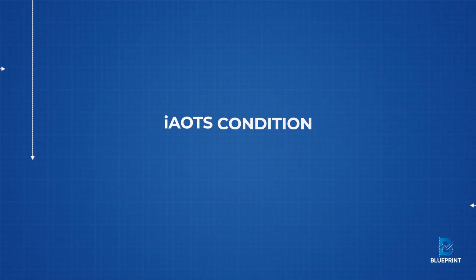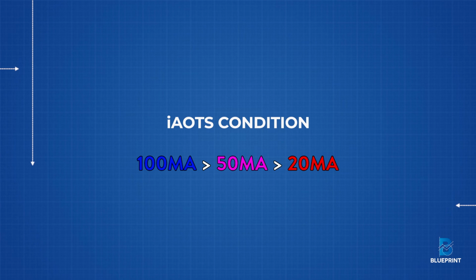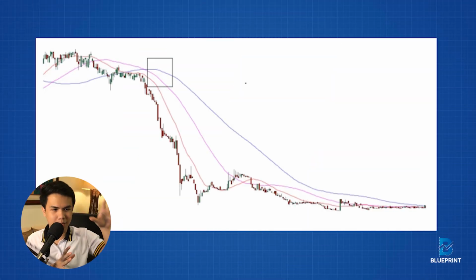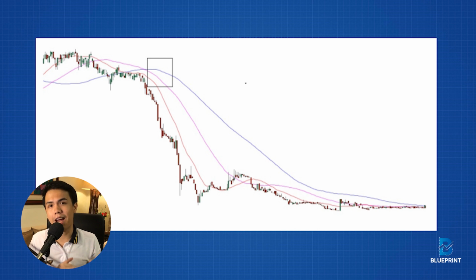So this happens when the 100-day is greater than the 50-day MA and the 50 MA is greater than the 20-day moving average. So 'di ba galing siya sa ZS, 'di ba? Pag nag-hit na yung price below the 100-day moving average, 'di ba? That's what we call an inverse zoo strike. Pag nagtuloy-tuloy yan, most probably that's going to form an inverse AOTS.